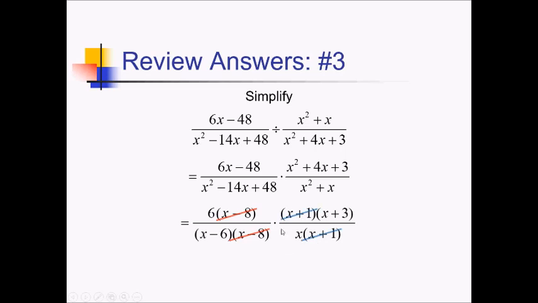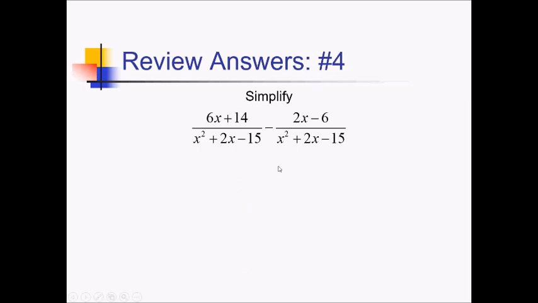So let me multiply whatever's left over now. In the numerator, I have a 6 times x plus 3, which I'll just leave factored. And in the denominator, I have an x and an x minus 6 that go together. Doesn't look like there's anything else I can do, so this one is simplified.